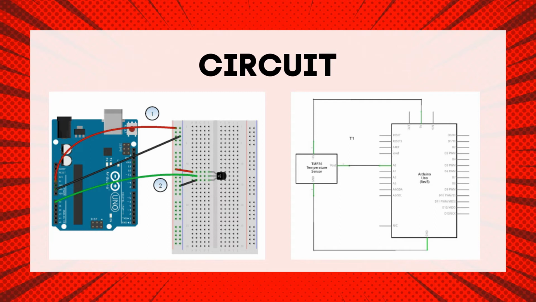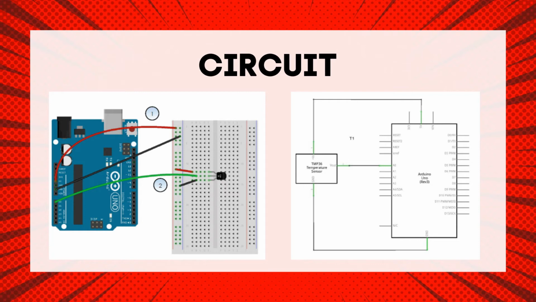So wire the 5-volt supply and ground to the power bus of your breadboard. As you can see here, that is number 1. The 5-volt supply and the ground are connected to the power bus of your breadboard.